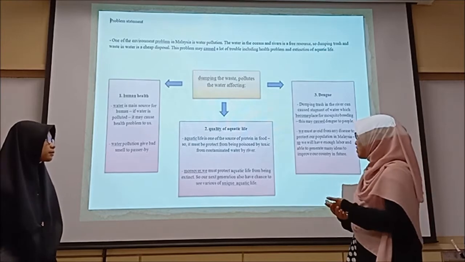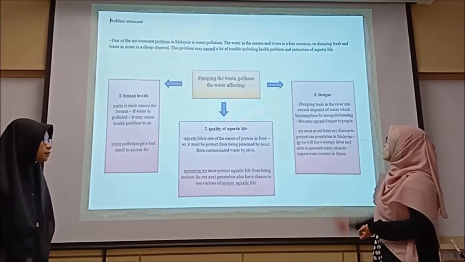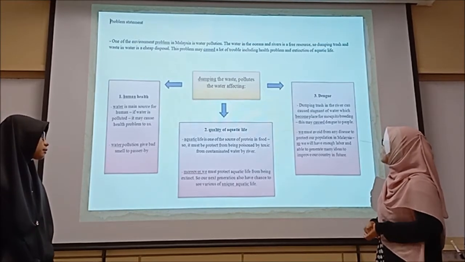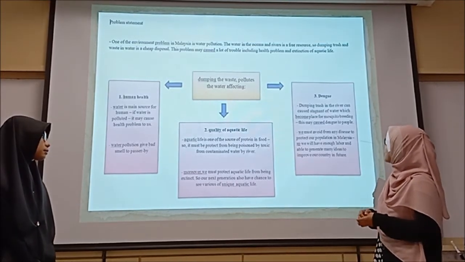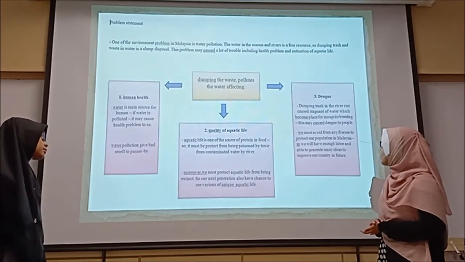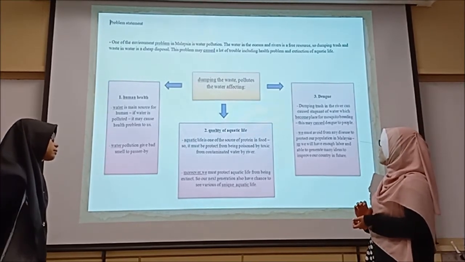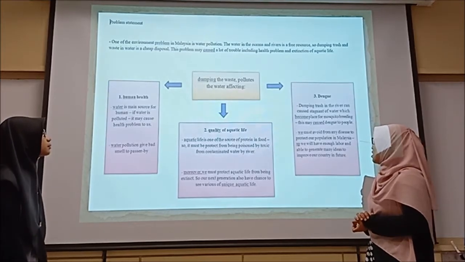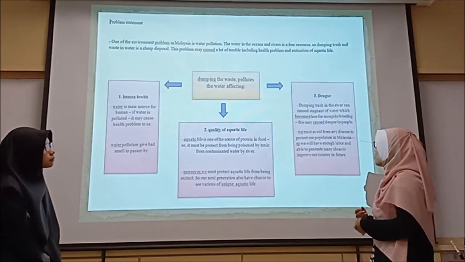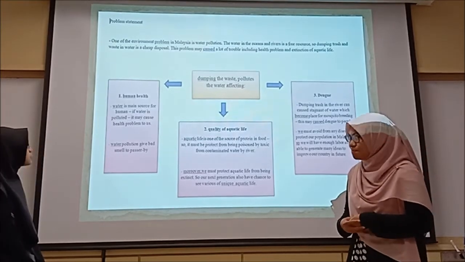Dengue. Dumping trash in the river can cause stagnant water, which becomes a place for mosquito breeding. This may cause dengue in people. We must avoid any disease to protect our population in Malaysia, so we will have enough labor and be able to generate many ideas to improve our country in the future.